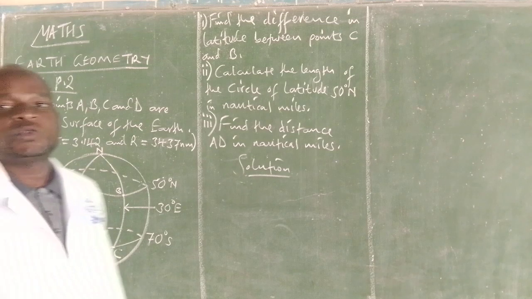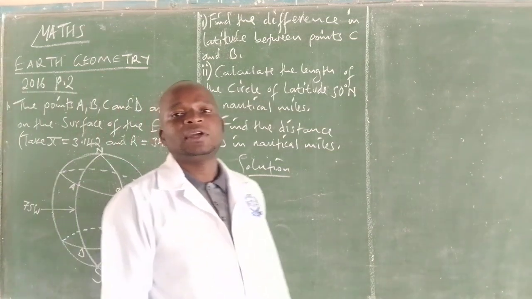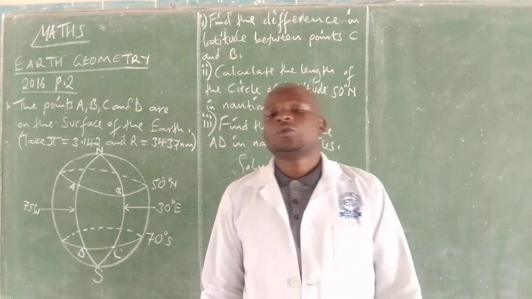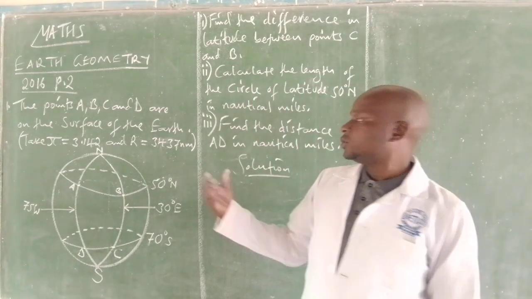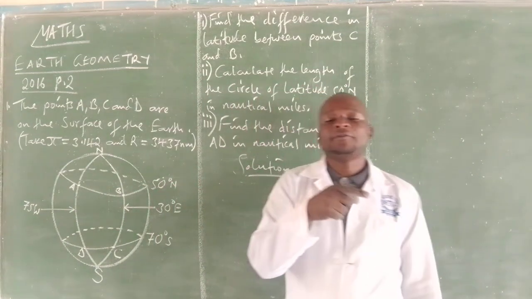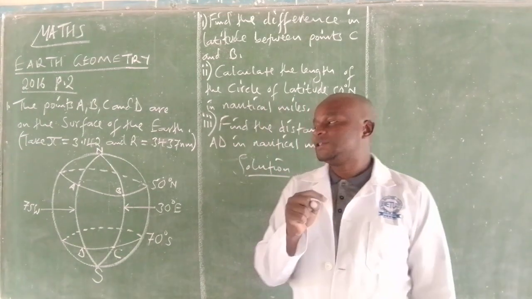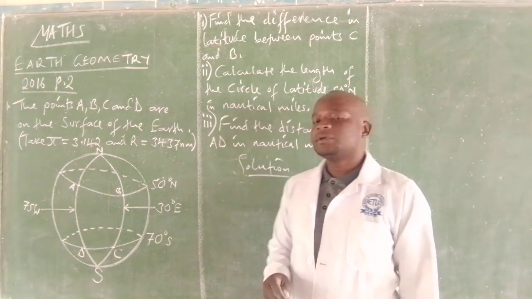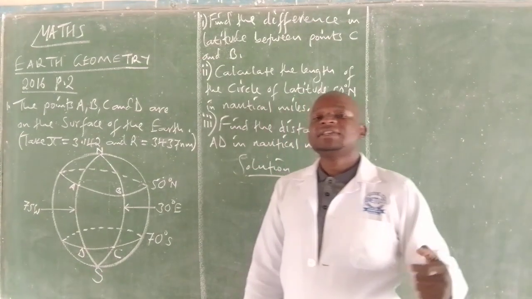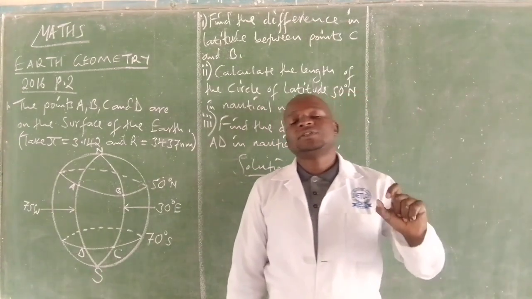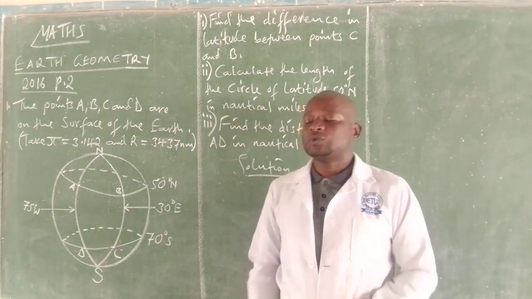Welcome everyone to today's episode in which we'll be looking at Earth geometry. We'll be looking at how to find the length of the latitude, or simply the circumference of a latitude. And also we'll be looking at how to find the distance between 2 points which are on the same longitude.